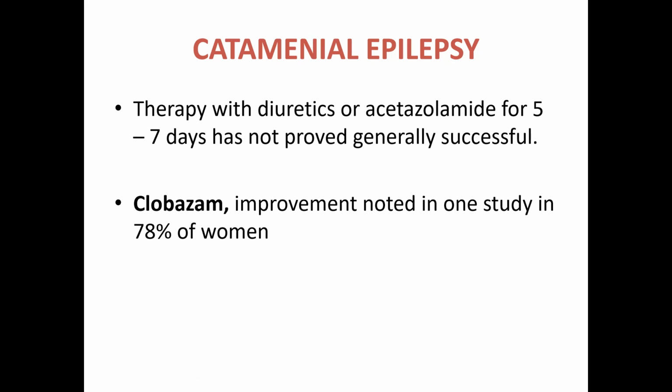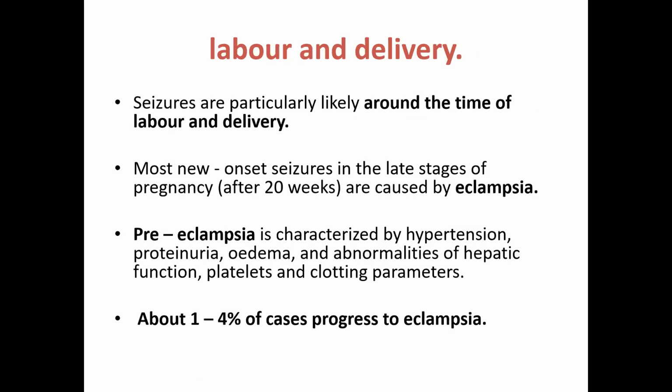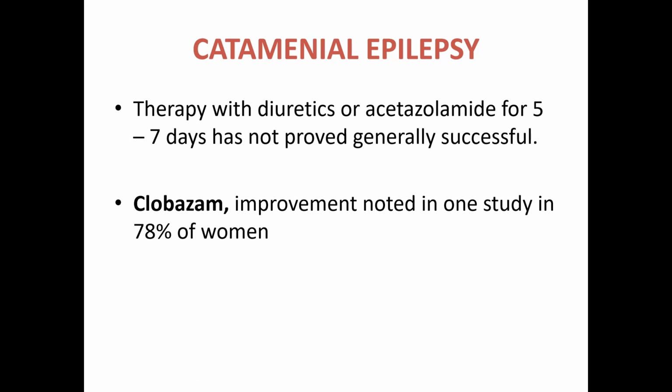Clobazam also has some benefit, and we need to rule out other epilepsy, because most of the time in a hyperestrogenic status, other epilepsies like myoclonic epilepsy and absence epilepsy will also precipitate during the menstrual cycle. So you should not label it as catamenial epilepsy only. Rule out other associated epileptic syndromes, because in catamenial epilepsy regular antiepileptics are not needed. Only 5 to 7 days before the menstruation we can give acetazolamide or clobazam, and then stop, unlike other epileptic syndromes.